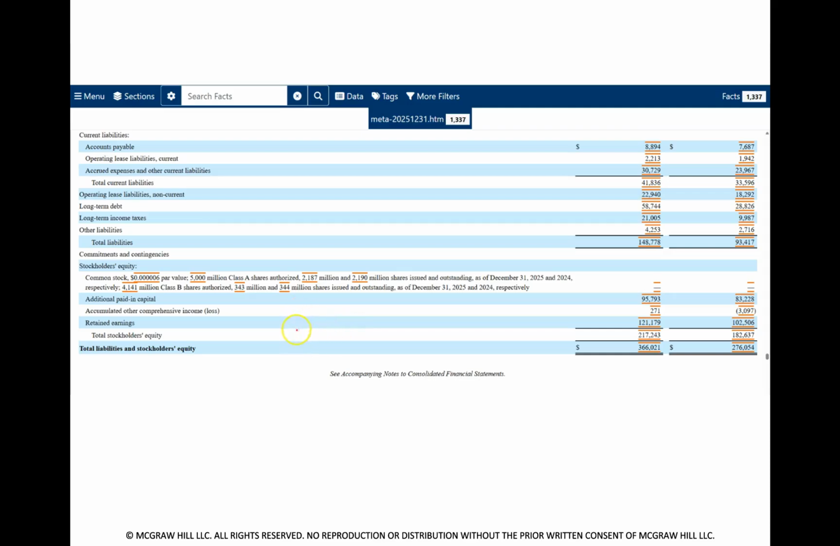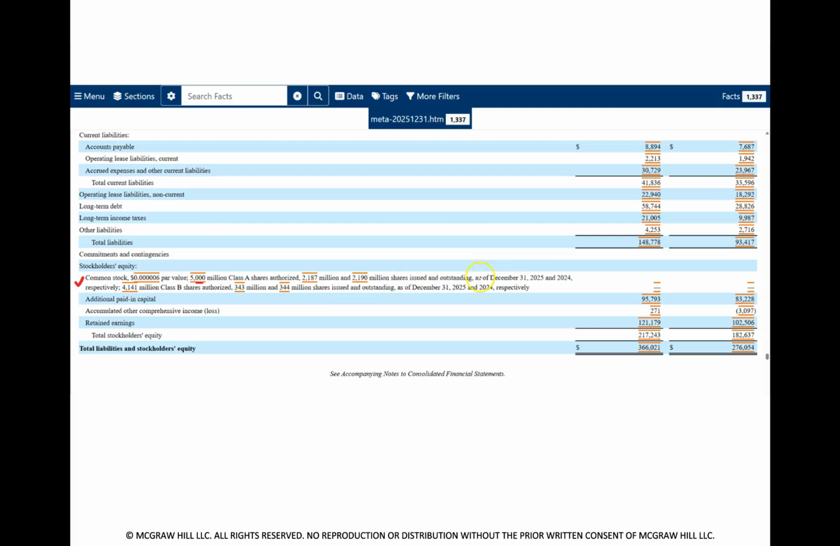I've put in a snapshot of Meta's latest 10K filing, and I wanted to focus right here on the stockholders' equity section. It lists out common stock, and look, it says point and then 5 zeros and 1 par value, so it's a very nominal amount for the par value. 5 million Class A shares authorized. So in its articles of incorporation, it probably had 5 million shares authorized.